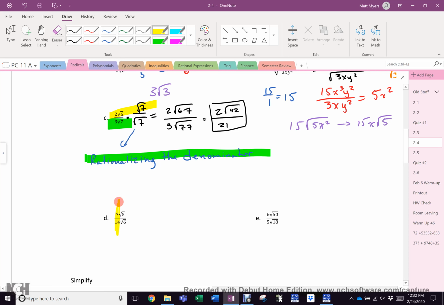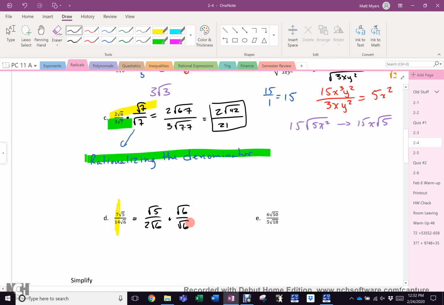Because what will 7 and 14 become? Half, right? And will we write 1 on the numerator, Bea? Of course not. We'd have root 5 over 2 root 6. What bothers us there? The root 6, because we can't divide by it. So we got to get rid of it. We got to rationalize the denominator.